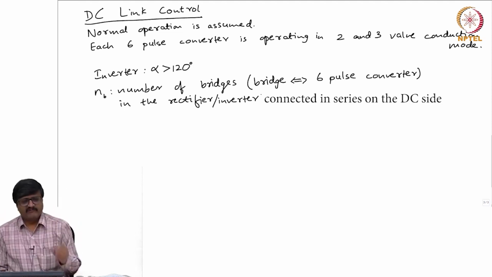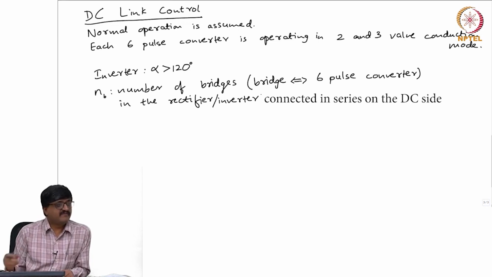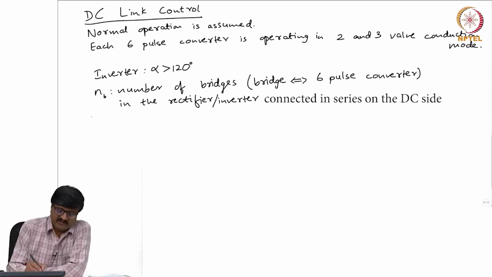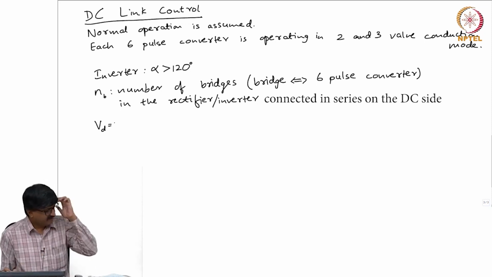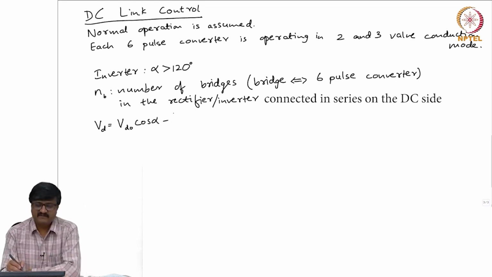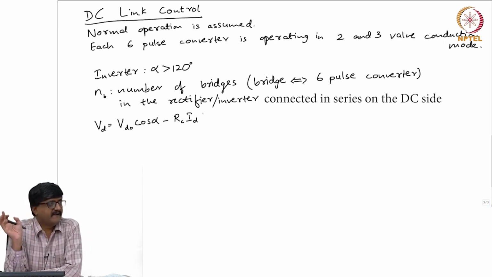Now, what we will try to do is get a control strategy which is applicable for any of these links. For normal operation we got some equations. If you look at the expression for Vd for a 6 pulse converter, we showed that this is equal to VDO cos alpha minus RC Id. Let us assume that the DC side is represented by a constant current and the AC side is represented by a balanced 3 phase voltage in series with an inductance in each phase. So, Vd, Id, RC, VDO, alpha are related by this equation.